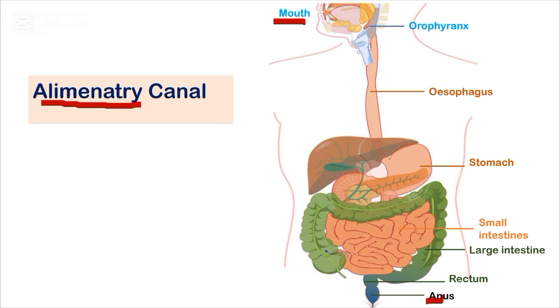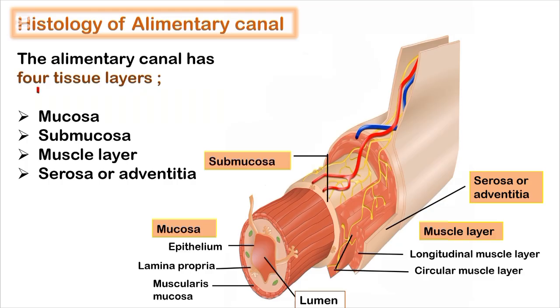So food first enters the mouth, then goes through all the organs of the alimentary canal that are the oropharynx, esophagus, stomach, small intestine, large intestine, rectum, and finally the undigestible part is eliminated through the anus. So let's start discussing the histological layers of all these organs, and interestingly these organs all have the same histological structure with some exceptions as well. The alimentary canal has four tissue layers from inside going outward. These are mucosa, submucosa, muscle layer, and serosa or adventitia.